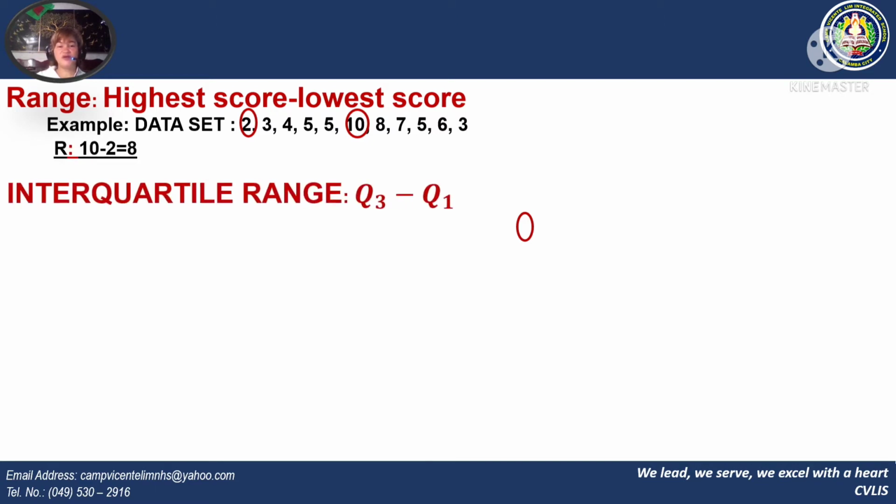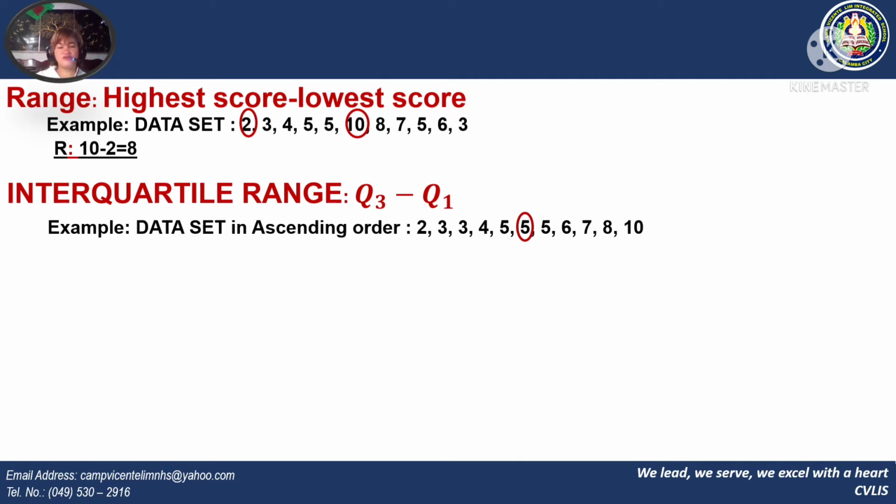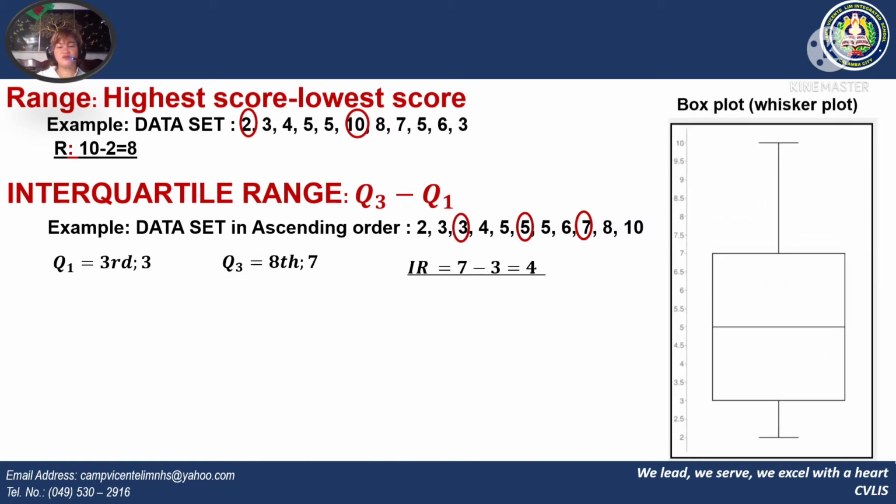For the interquartile range, you get the difference between the third quartile and the first quartile. We all know that the first quartile is the middle value of the lower half of the data set, while the third quartile is the median of the upper half. Using the same data, you arrange them from lowest to highest, for which the first quartile is 3 and the third quartile is 7. So our interquartile range is equal to 4.